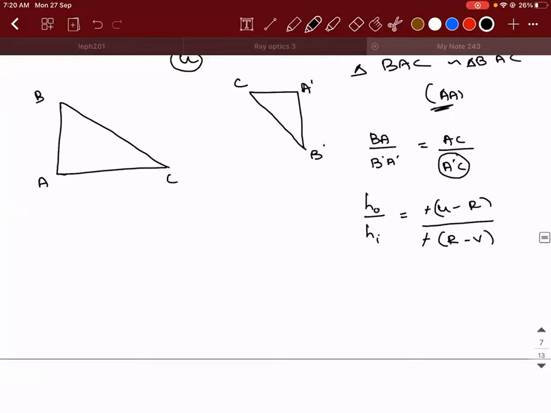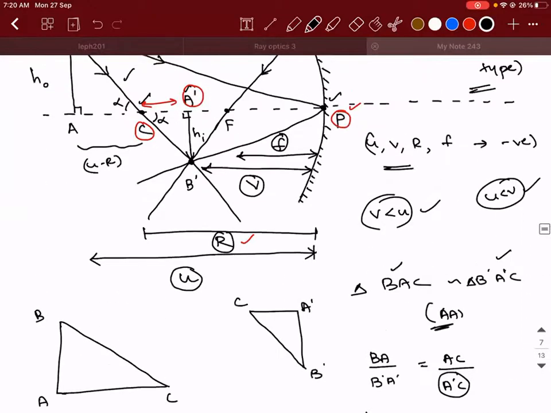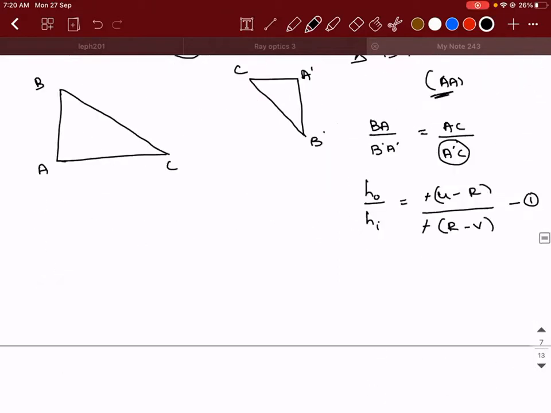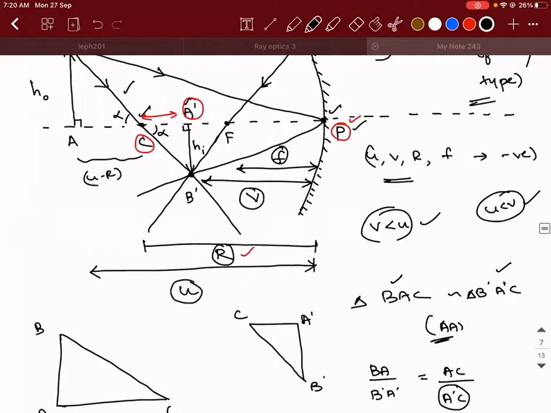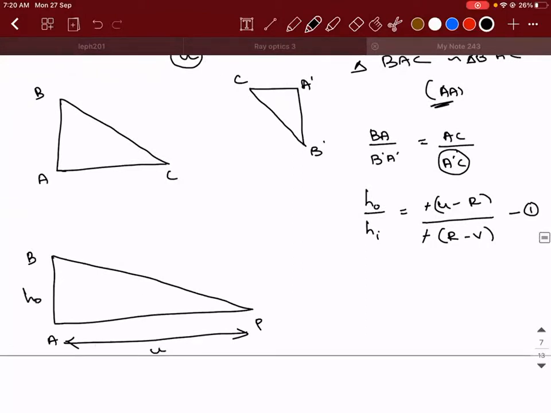Okay. So H naught divided by Hi is equal to U minus R divided by R minus V. We have taken the sign convention. So first. Now the second set of right angle triangles that I'm going to look at is BAP and B dash A dash P. So if I take the triangle BAP, how much is this distance? The distance between P and A is U, and this is H naught.